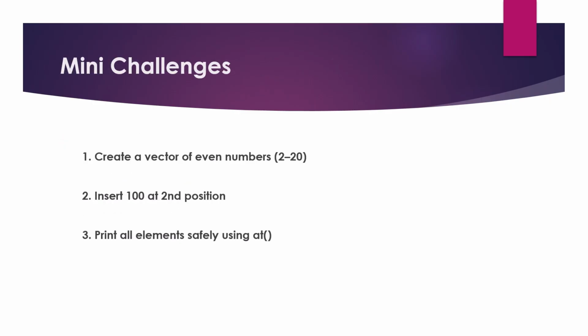Time for a mini challenge. Create a vector of even numbers from 22 to 220. Then insert a new value, say 999, at the second position using insert. Finally, print the entire vector using at() instead of square brackets. This quick challenge will help you get comfortable with basic operations and ensure you understand the differences between access methods.